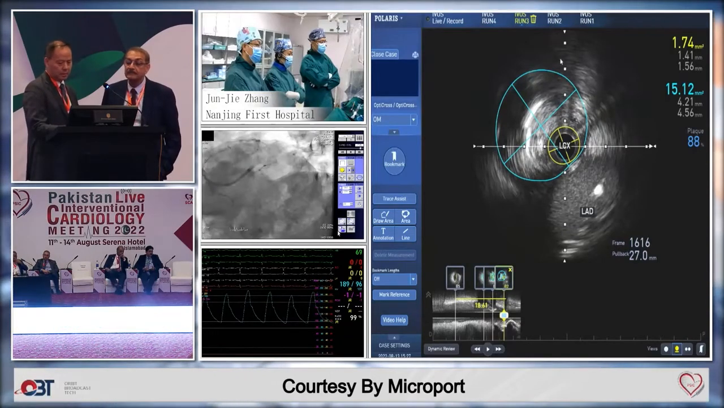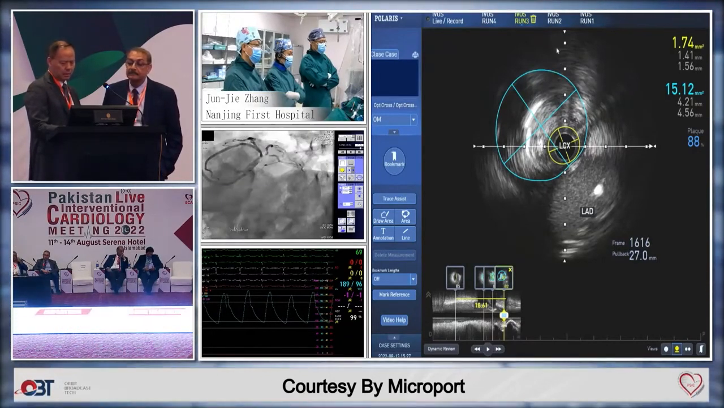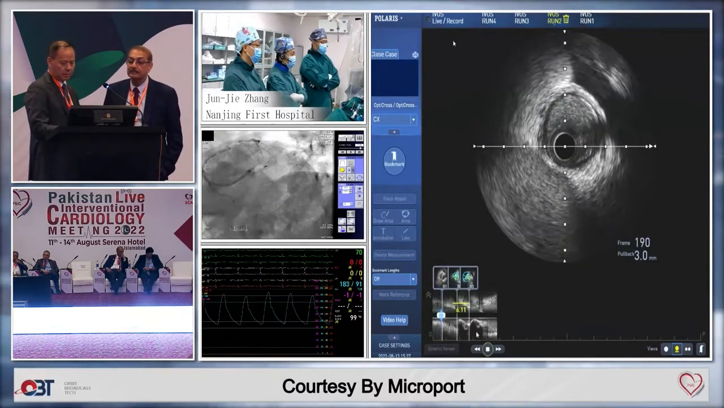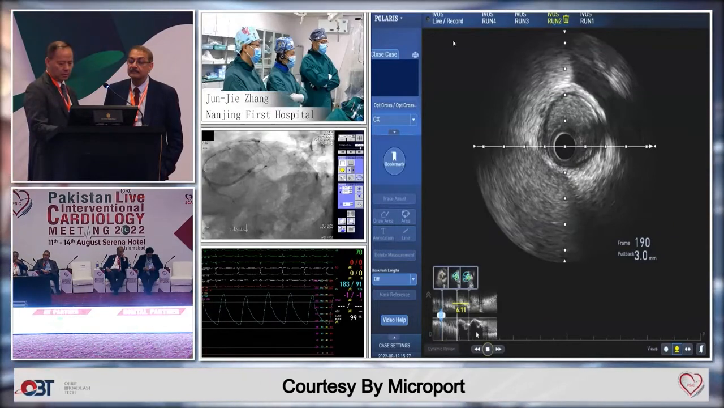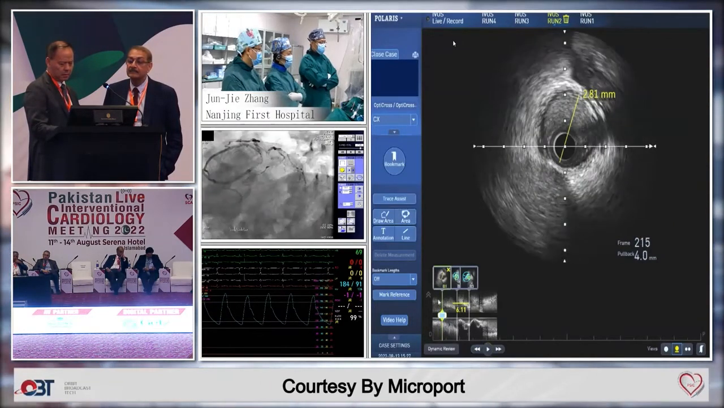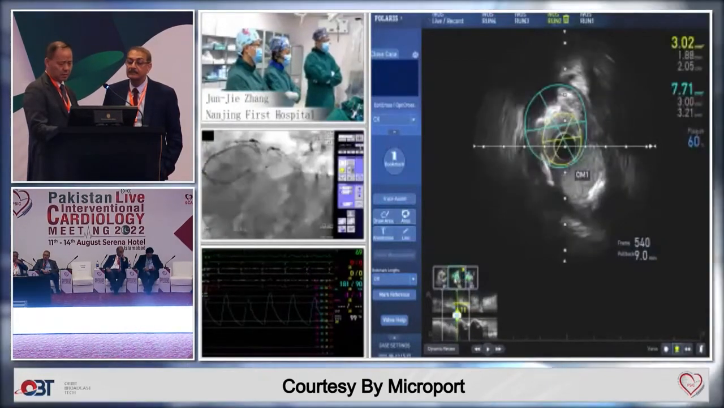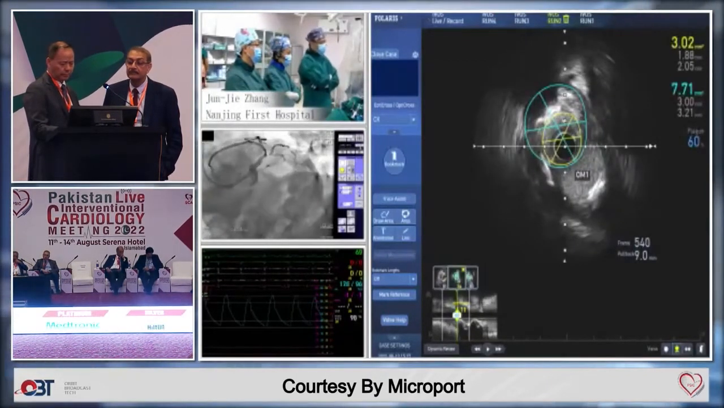The third one, we check IVUS from the distal circumflex to left main. And the distal circumflex vessel is normal. The vessel diameter is about 2.8 millimeter. And pull back, and we can see this is the bifurcation of circumflex and the OM1.